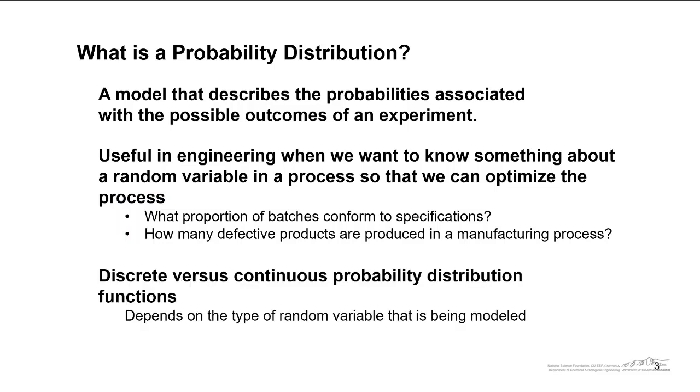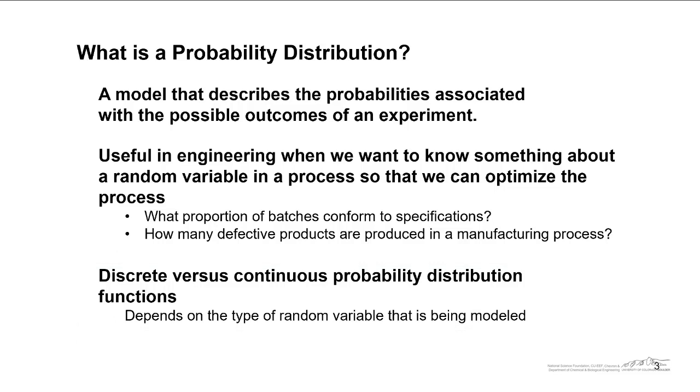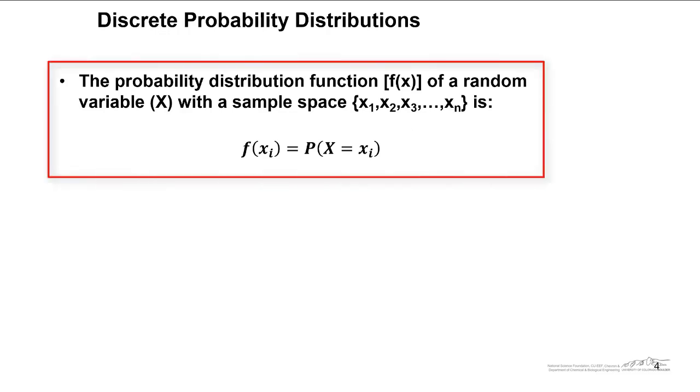There's also this notion, as I alluded to a few moments ago, about discrete versus continuous probability distribution functions. So it depends upon the type of random variable that is being modeled. A discrete probability distribution function, or discrete random variable, is a variable that can only take on integer values or whole number values. A couple of rules and notation. The probability distribution function, again, we refer to that as lowercase f, of a random variable capital X.